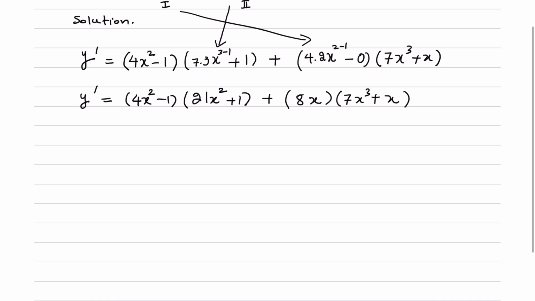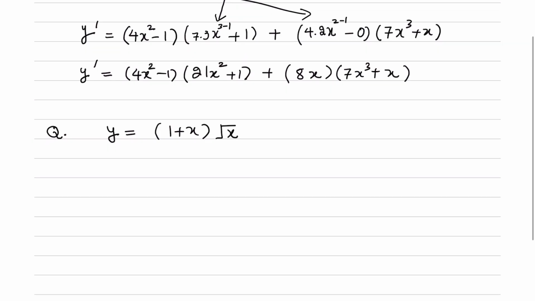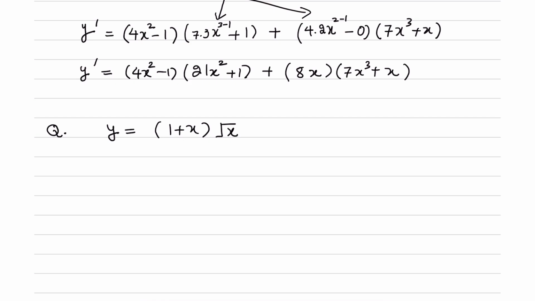Let's now attempt another question. We have an expression y is equal to (1 + x) times the square root of x. Here we can see that two terms are being multiplied: one is 1 + x, another is the square root of x. So we can apply the product rule of the derivative here. To find the derivative of the expression y, let's write y', which is the derivative of y with respect to x, and let's denote 1 + x as the first term and the square root of x as the second term.